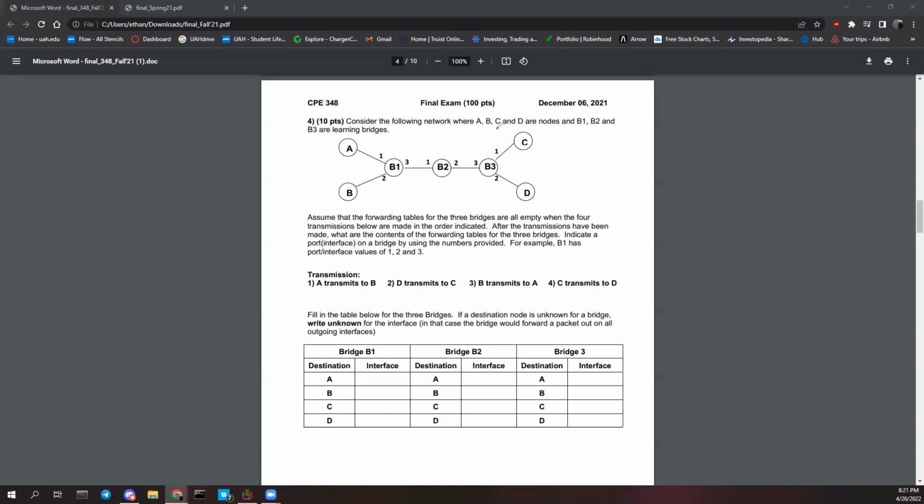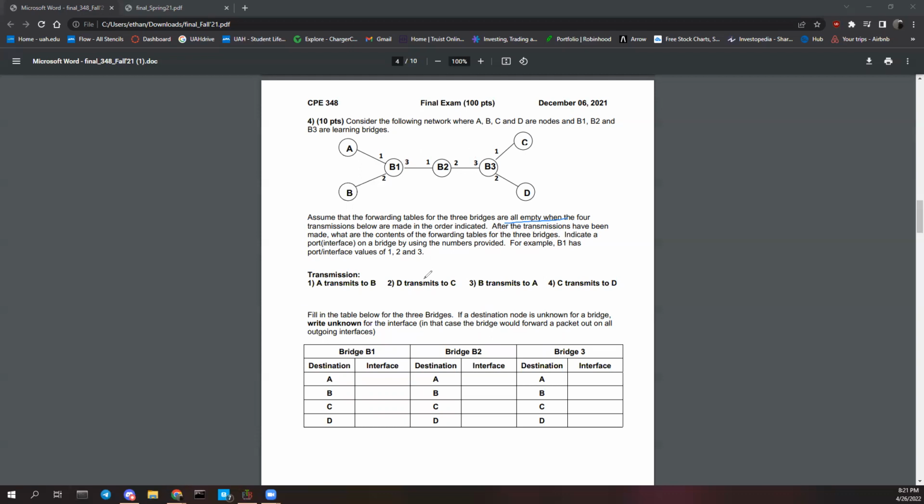Consider the following network where A, B, C, and D are nodes and B1, B2, and B3 are learning bridges. Assume the forwarding tables for the 3 bridges are all empty when the 4 transmissions below are made in the order indicated. After the transmissions have been made, what are the contents of the forwarding tables for the 3 bridges? Indicate a port interface on a bridge by using the numbers provided. For example, B1 has port interfaces of 1, 2, and 3. These ports are indicated by the numbers hovering over the line.